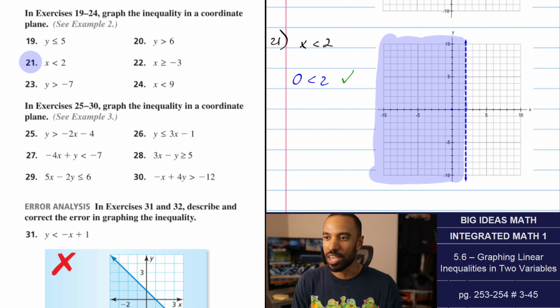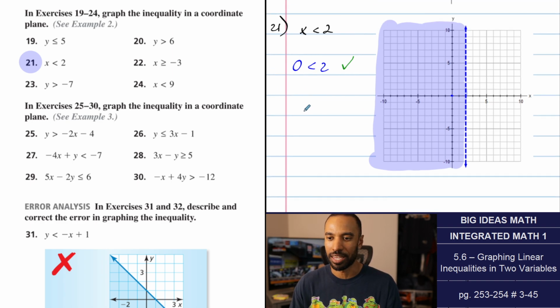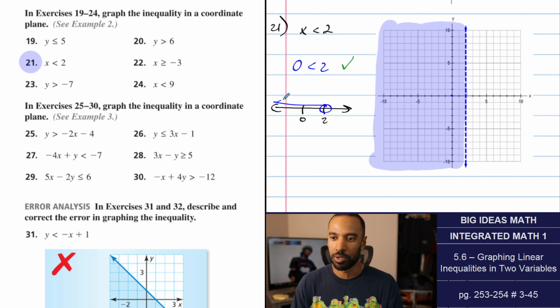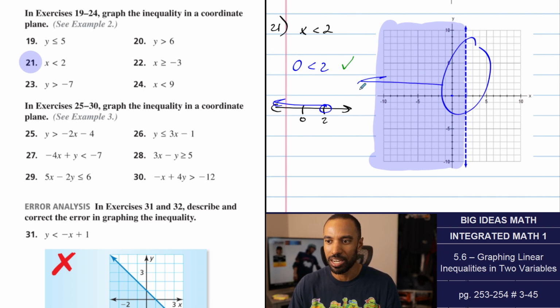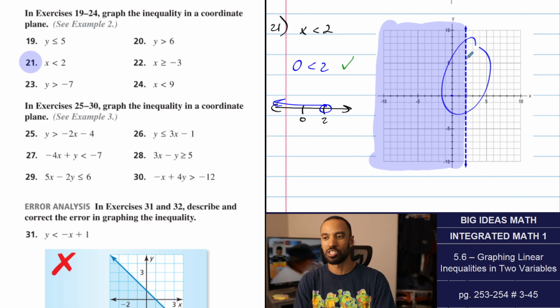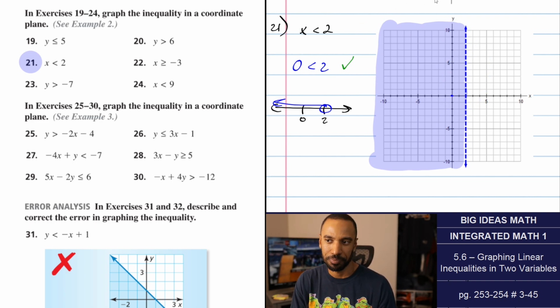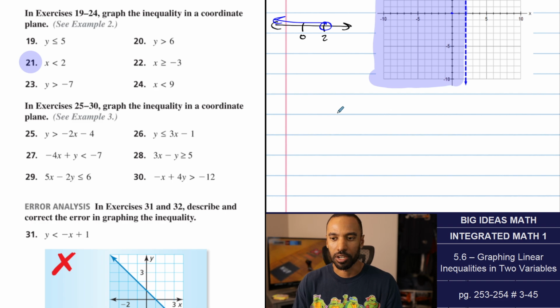But yes, if I graphed x is less than 2 on a number line, keep in mind what that would look like. Once again, it would look like a number line. Here's 0, here's 2. We would do an open circle, and we would go to the left. This looks a lot like this. Here's the open circle equivalent, and here's the going to the left. The difference is you can be any y value meanwhile. And that's kind of how this thing works, right?